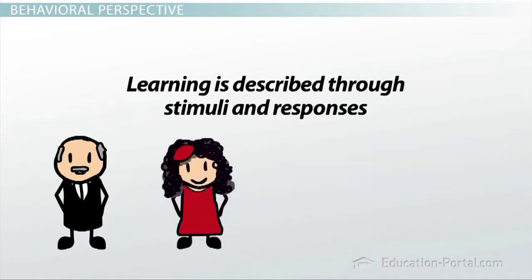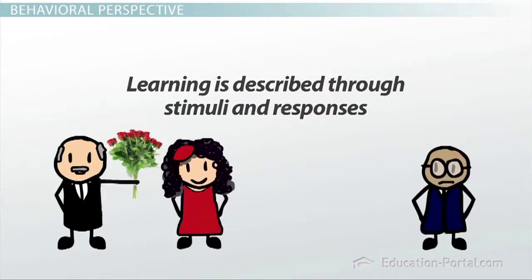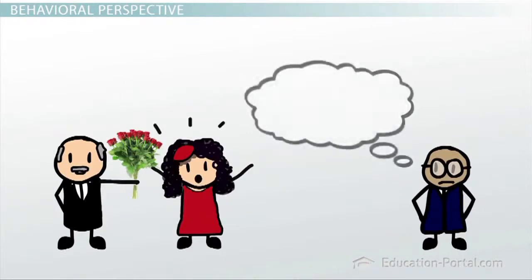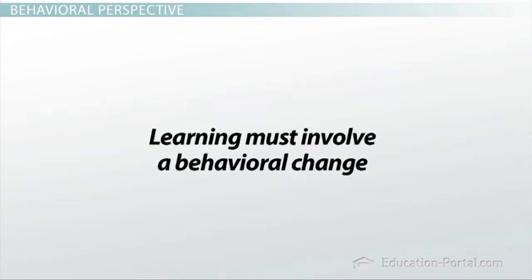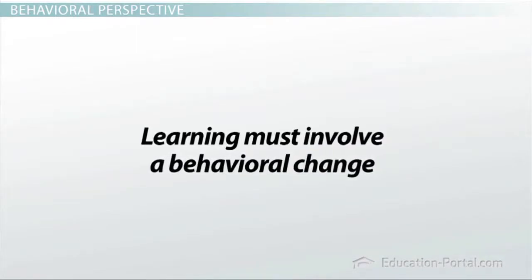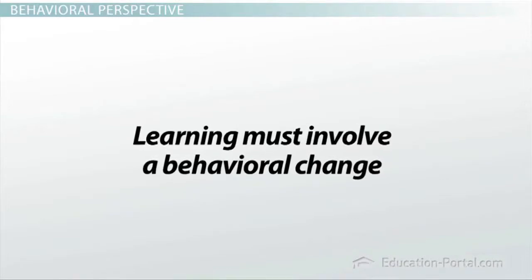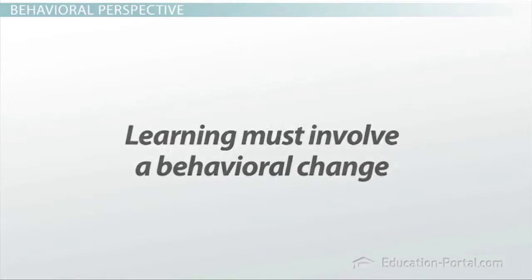Behaviorists focus on observable events rather than events that occur inside a person's head, such as thoughts, feelings, and beliefs. Assumption number 3, learning must involve a behavioral change. Theorists believe that learning has not occurred unless an observable change in behavior is observed.